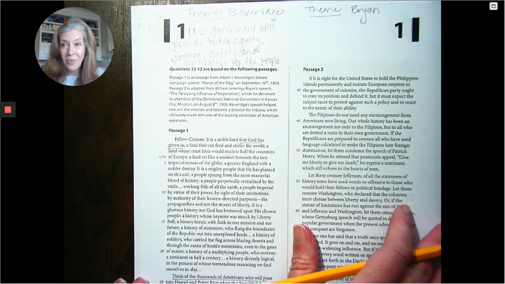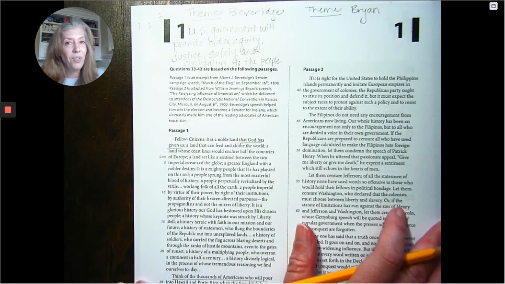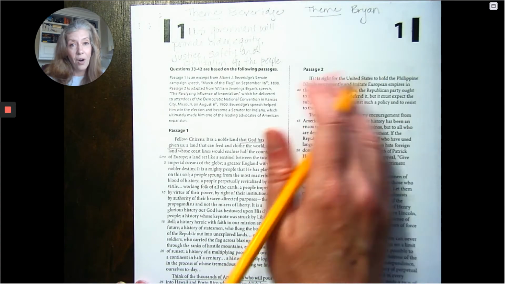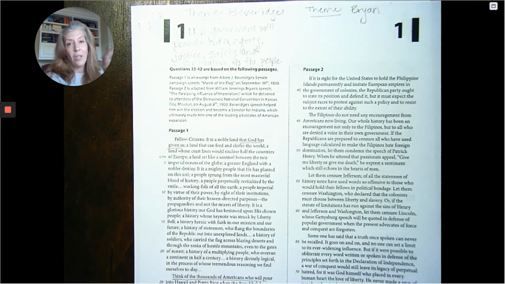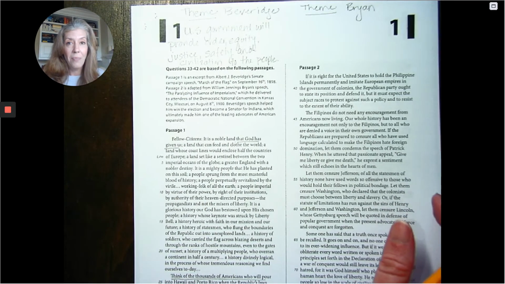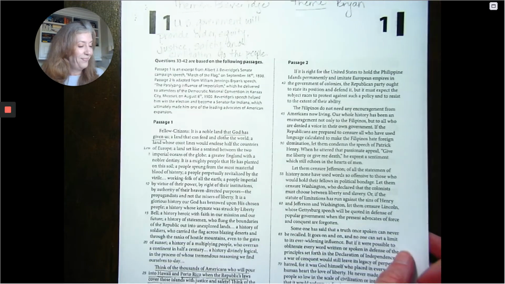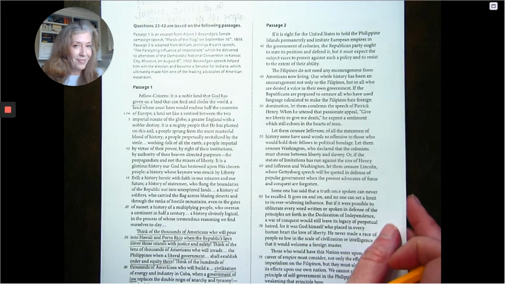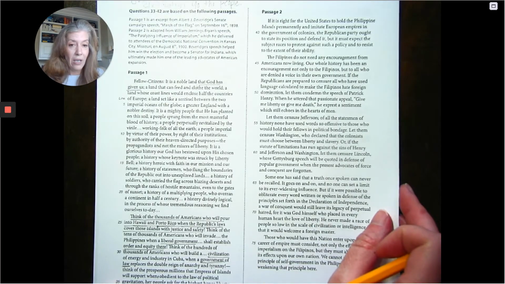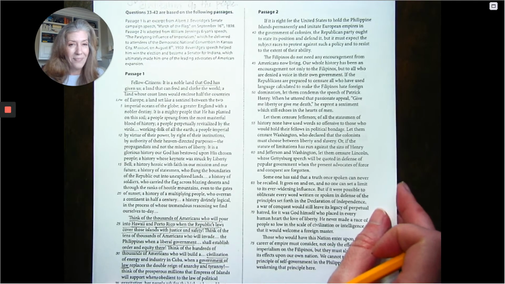So as I mentioned before, it's very safe to assume that Brian is not going to agree with Beveridge. In fact, Brian is most likely going to disagree to the point of saying that Beveridge is wrong. Let's see if he even makes reference to Beveridge. So let's read passage 2 again for the purpose of reading for theme.